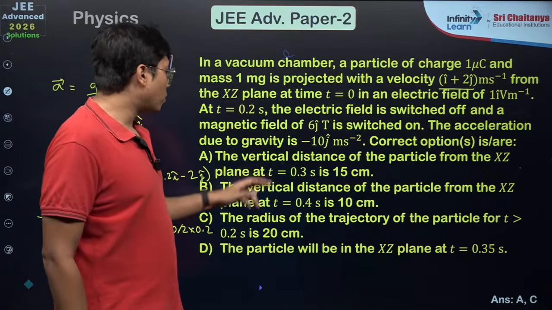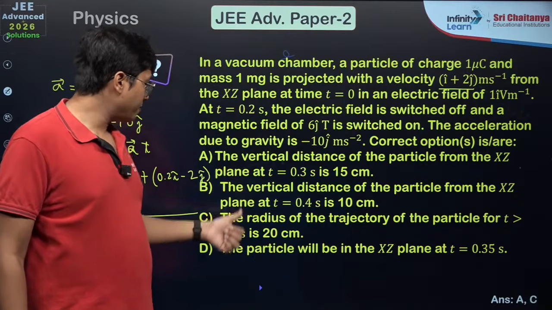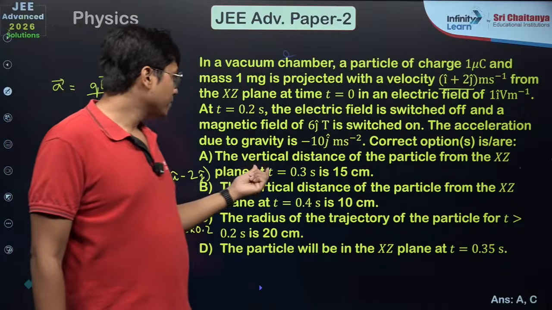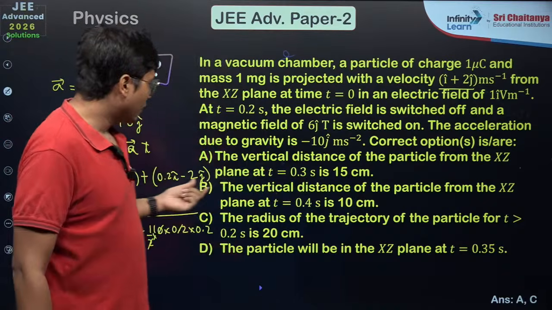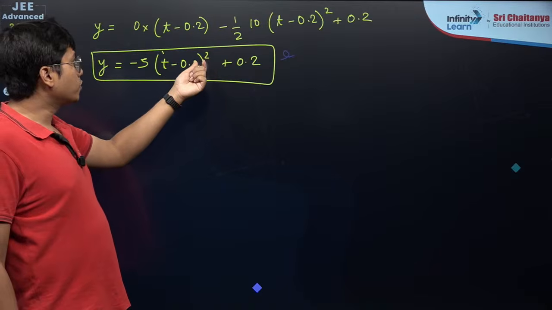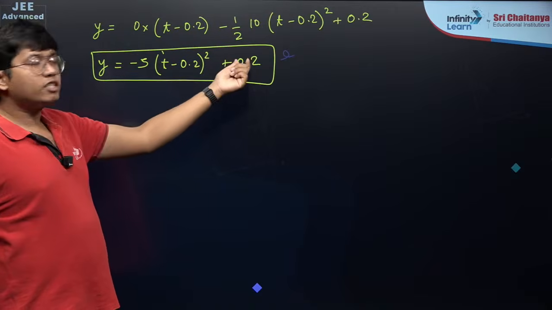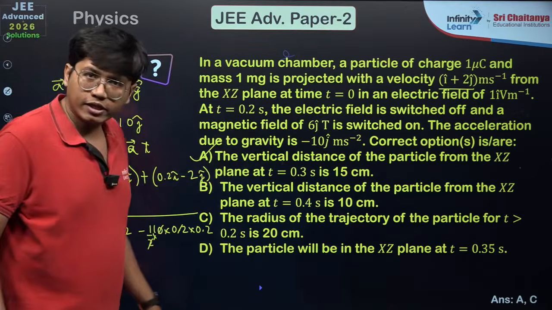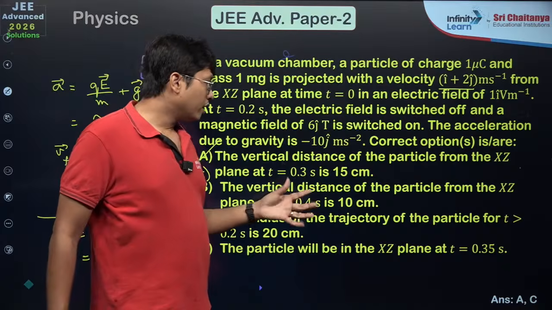After that, it's all about plugging the values in, at least a, b and d. You will get just by plugging values in here. You can plug in t equal to 0.3 seconds. If you put t equal to 0.3, this is 0.1. 0.1 square you will get 0.05 minus 0.02. Yes, you will get 0.15, 15 centimeter. Option A is correct.